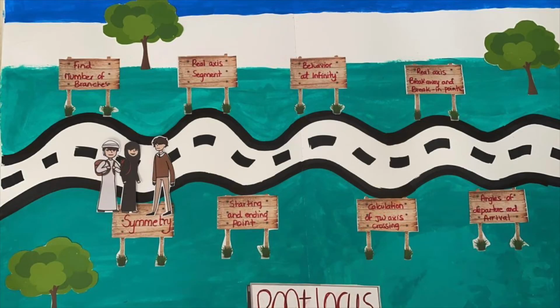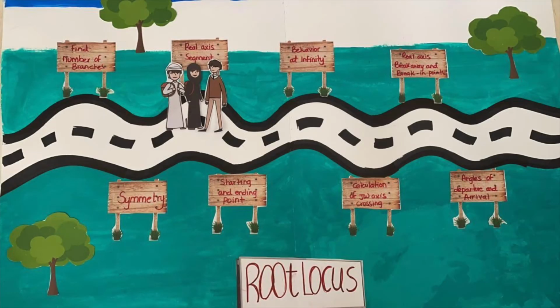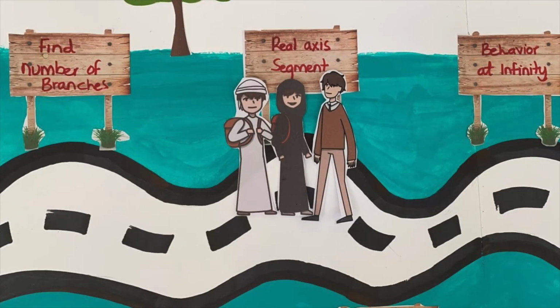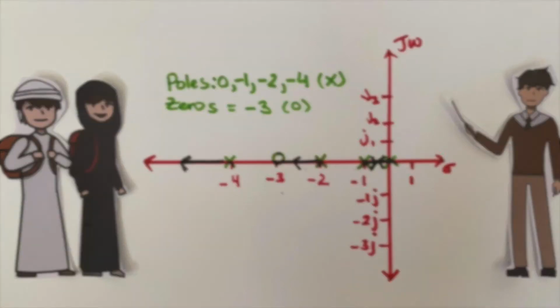Moving on to the next step, symmetry. The root locus is symmetrical about the real axis. The next step is the real axis segments. It's a segment that connects poles and zeros. On the real axis, for K greater than 0, the root locus exists to the left of an odd number of real axis finite open loop poles or finite open loop zeros. Poles are represented with x, zeros are represented with a circle.